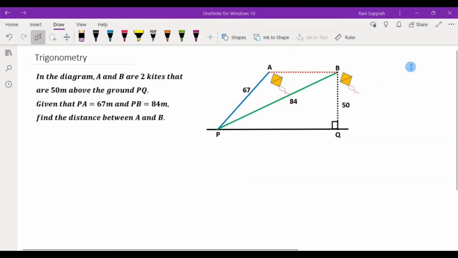Hi, let's look at this interesting trigonometry question over here. We are given that A and B are two kites that are 50 meters above the ground PQ. Given that PA is 67 meters and PB is 84 meters, find the distance between A and B. Okay, so let's call this distance D over here.